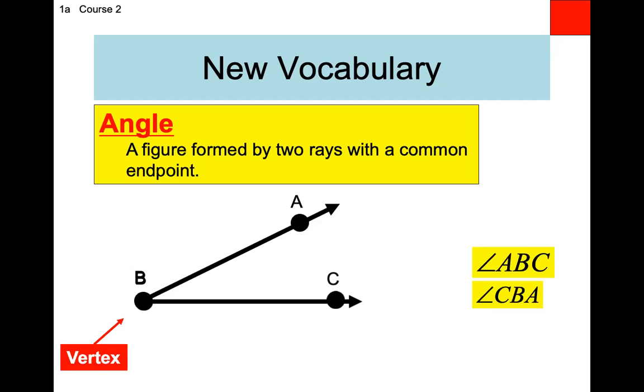B, the common endpoint, is called the vertex of the angle, and we can call this angle B. So this is technically the second way of naming an angle, even though the first way gives us two different ways. Okay.